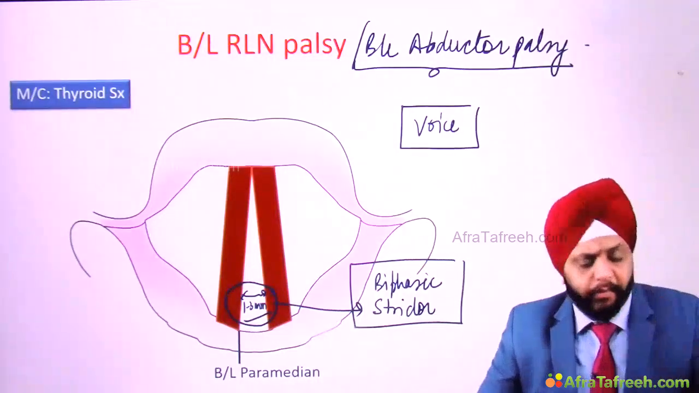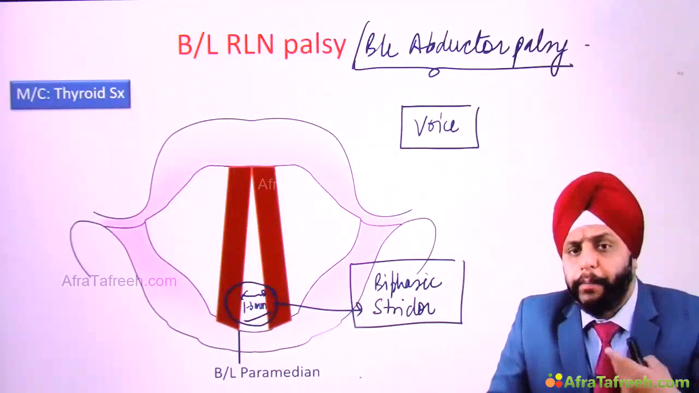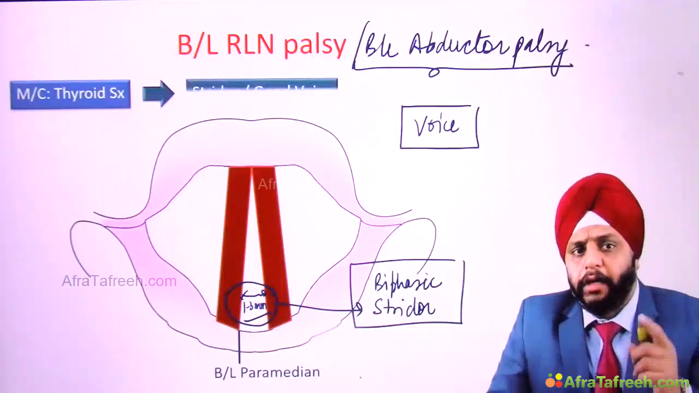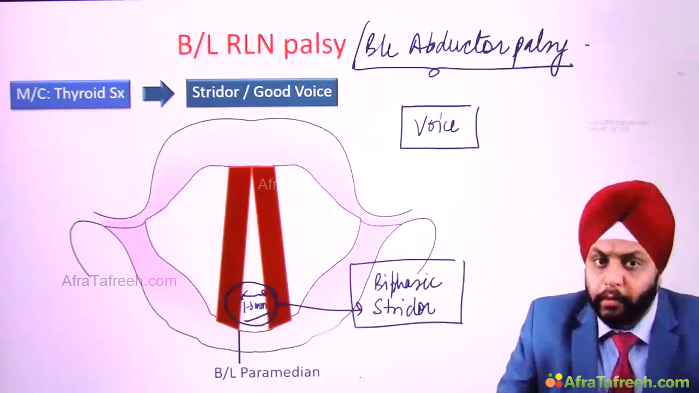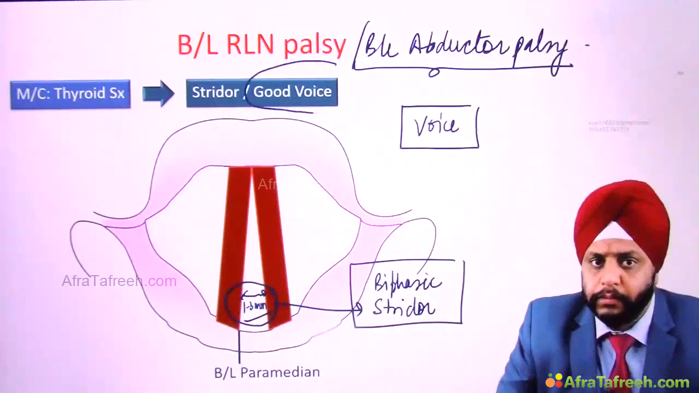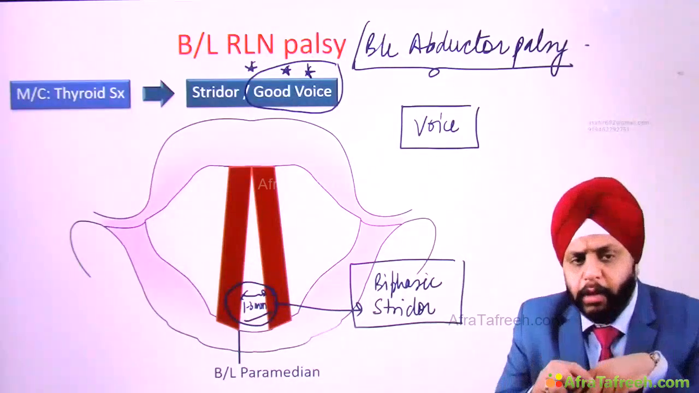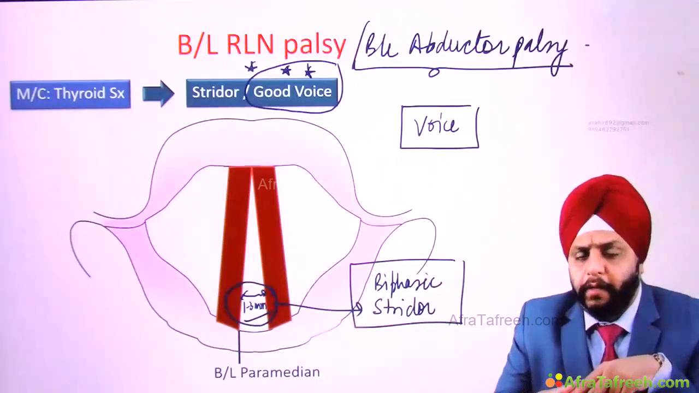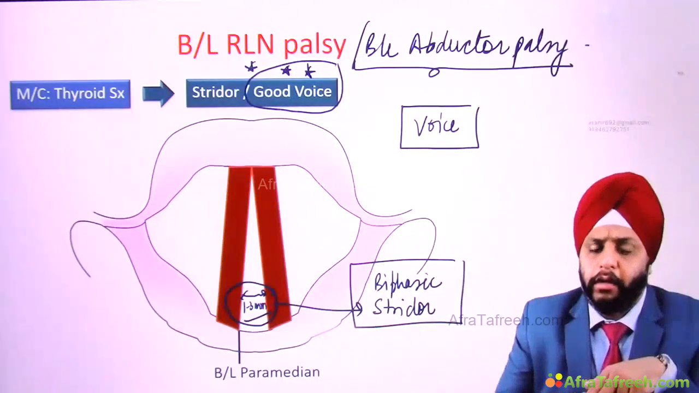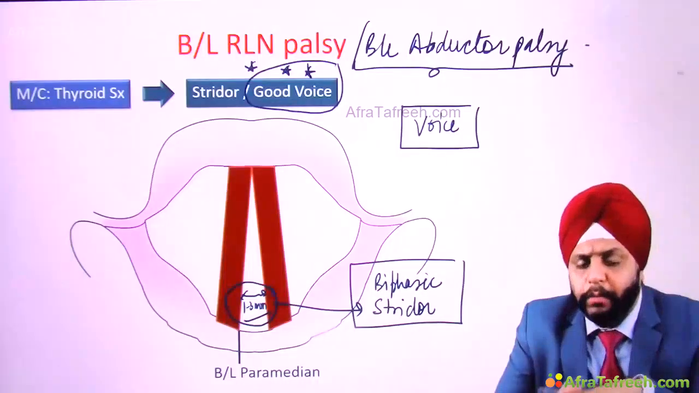So in this case, bilateral recurrent laryngeal nerve palsy, or we can say bilateral abductor cord palsy, the patient has stridor. Okay, which kind of stridor? Biphasic, but the voice is good. Okay, remember, this is typical. Why is the voice good? Because number one, the gap is very small. And number two, because of Bernoulli's phenomenon, even with this gap the vocal folds can come together during speaking and the voice becomes better. But they are not able to separate.